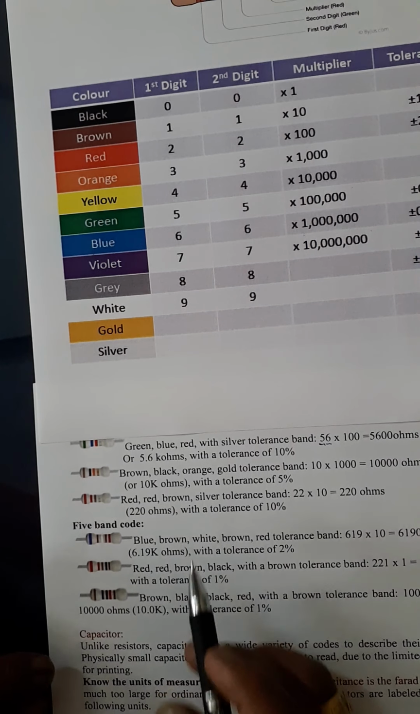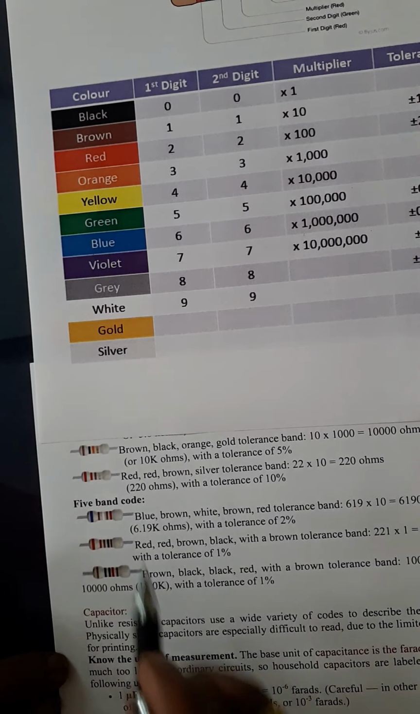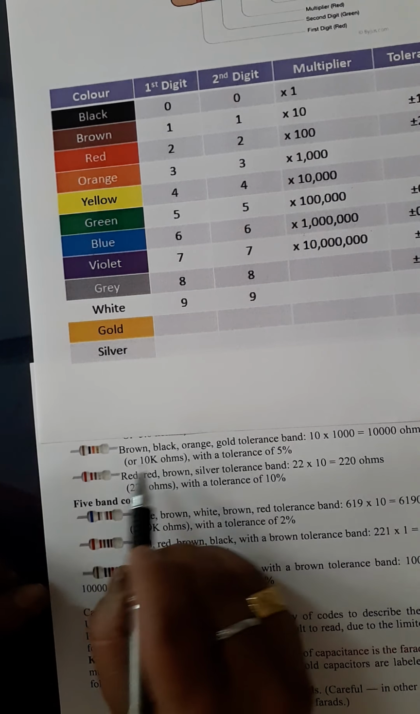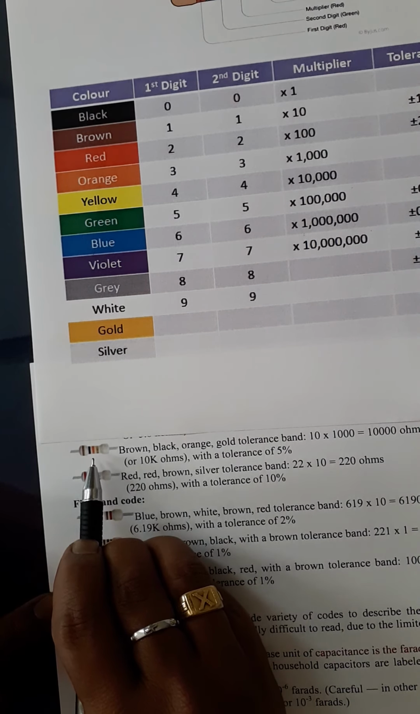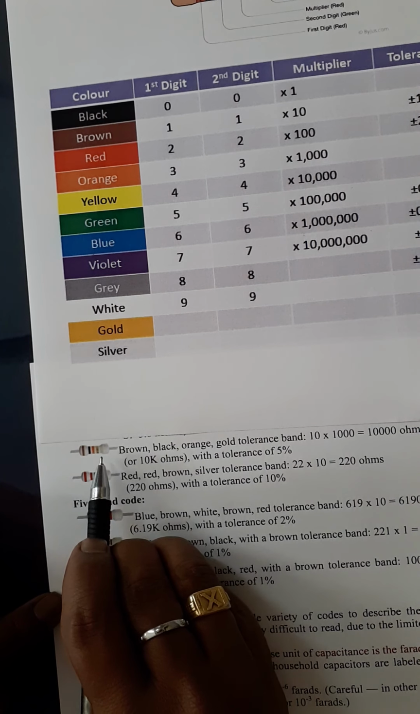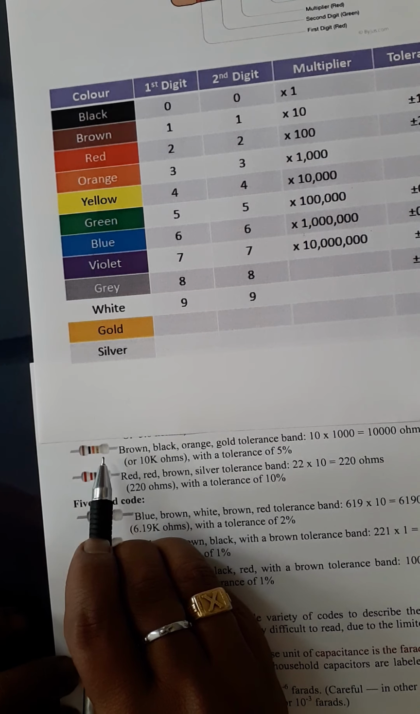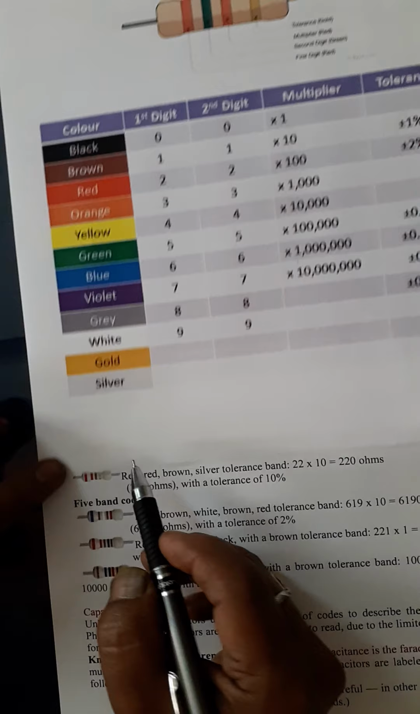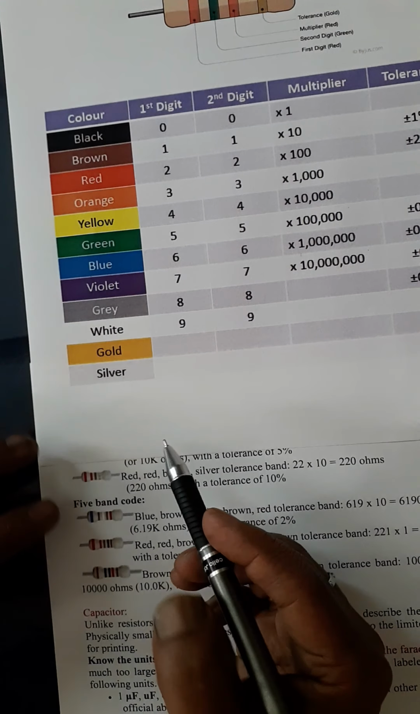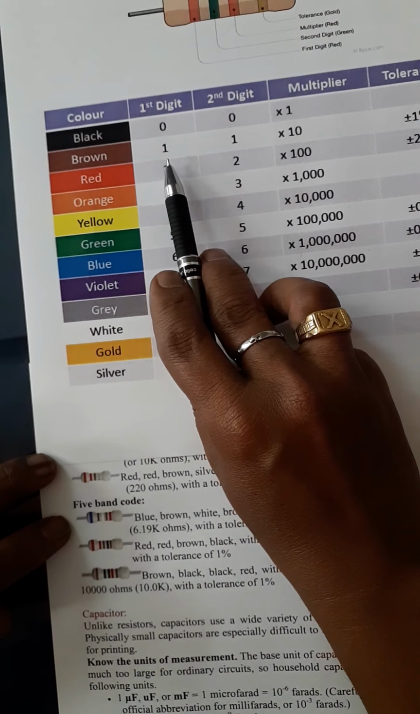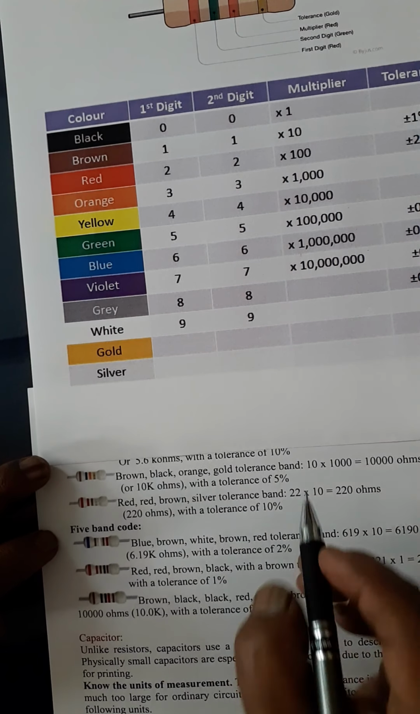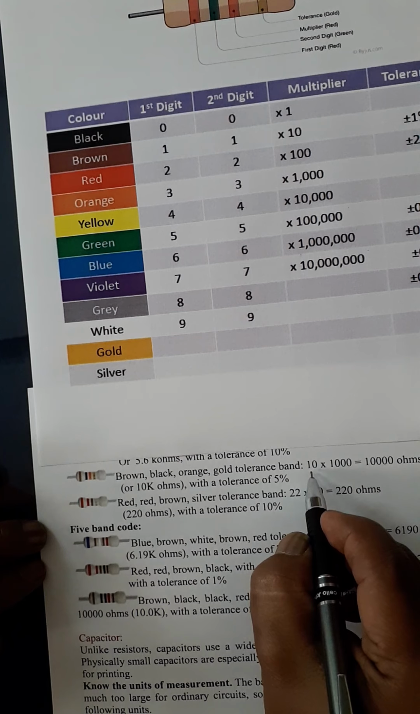In the same way, go for the second one. The first band is brown, the second one is black, the third one is orange, and the fourth band is gold, which represents the tolerance band. So the first one is brown. In the chart, you can see brown represents 1. So I am going to write 1 as it is, the first band.